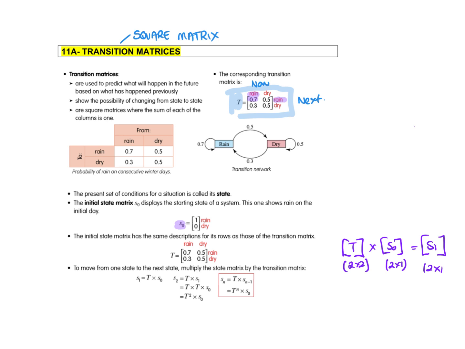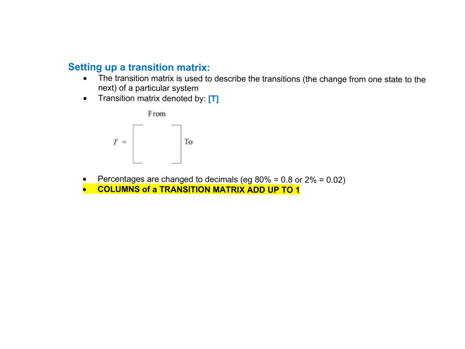Now, you'll notice that the transition matrix always has decimals, and the columns are going to add up to 1. That's a fact you need to know, because it might help you with working out a transition. So here we go.